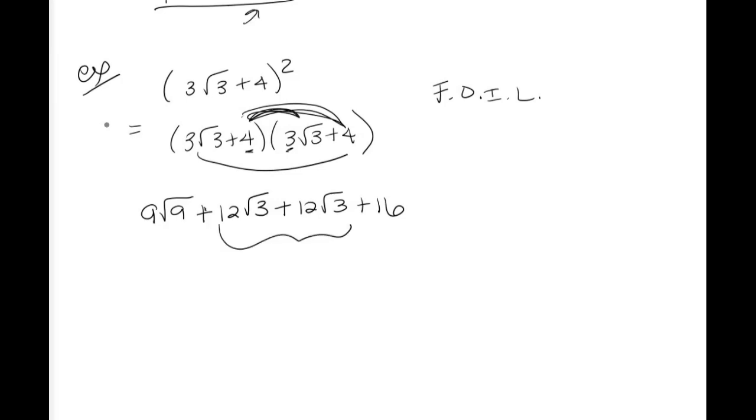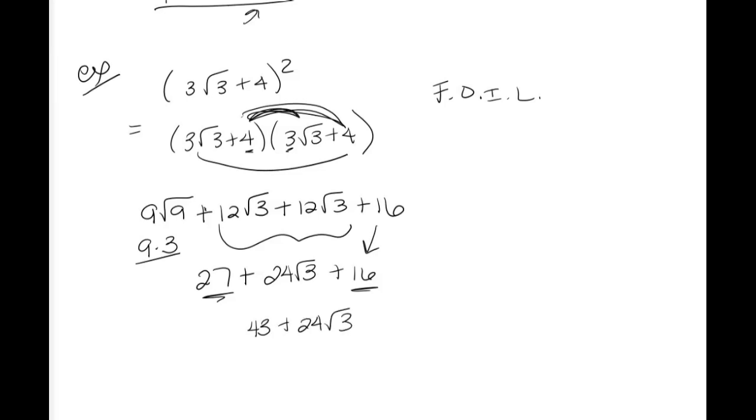Okay, so the middle terms are going to be able to add together. They're going to have the same radical. 16 here on the end can just pull down. But the square root of 9 is 3, so I can multiply that together and then be able to add these last two numbers. So when I add my first and last numbers, I'm going to get 43 plus 24 root 3. And that is going to be my answer.